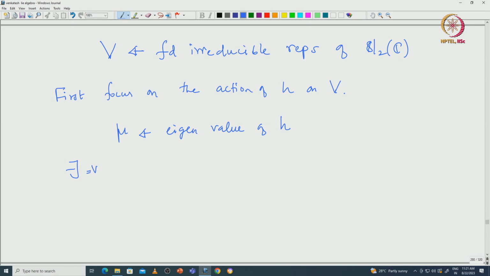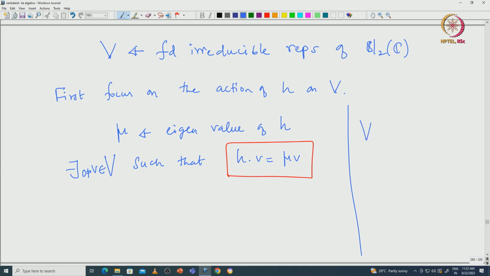There exists some non-zero v inside capital V such that the action of h on v is given by mu v. This is the meaning of mu being an eigenvalue. So, we also fix some notation. We say V_gamma is the gamma-th eigenspace of h.